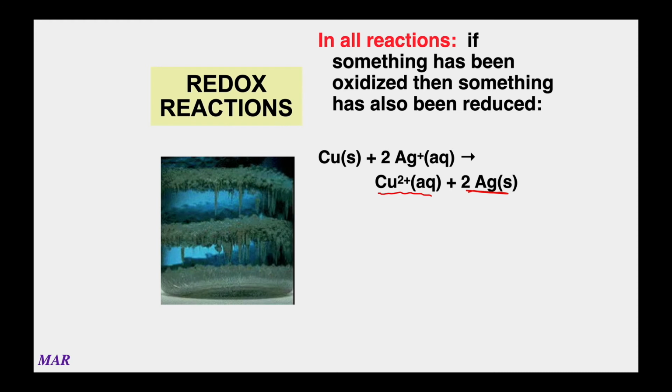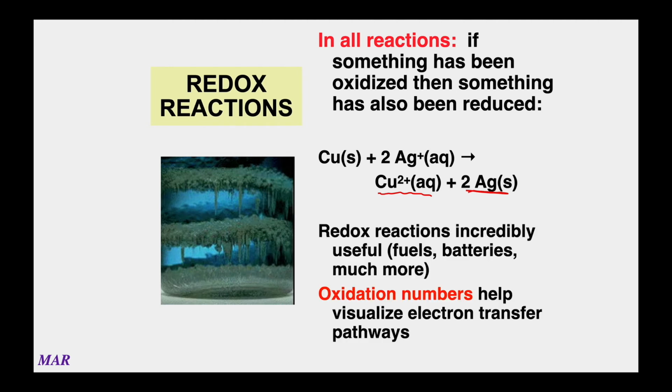So copper has lost electrons, it's been oxidized. Silver plus has gained electrons, it's been reduced. And in a redox reaction, you better know where the electrons are coming from, i.e. the oxidized part, and where they're going, the reduced part. These are incredibly useful reactions, all right?